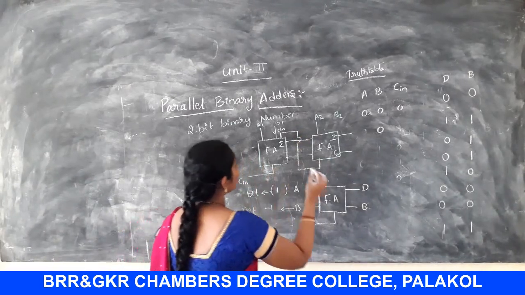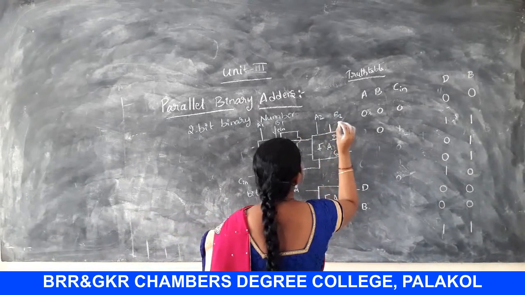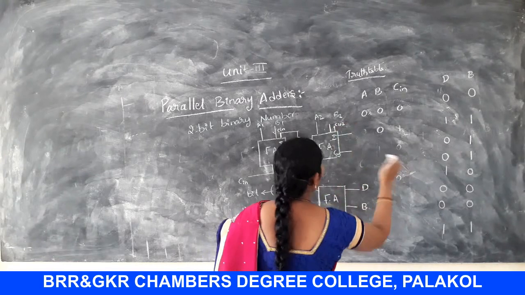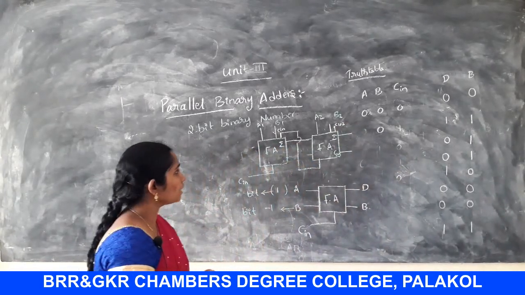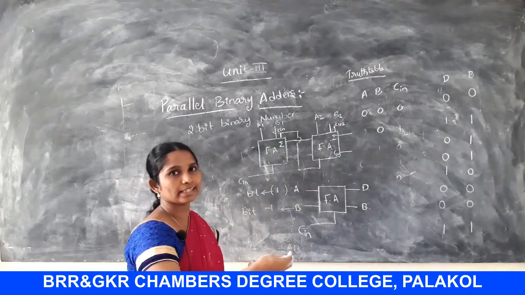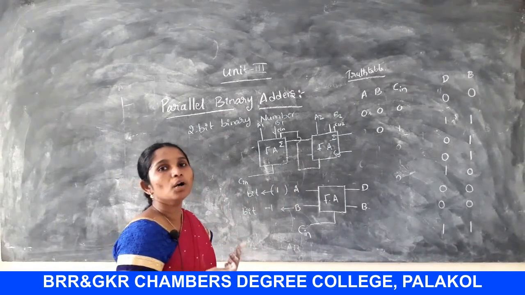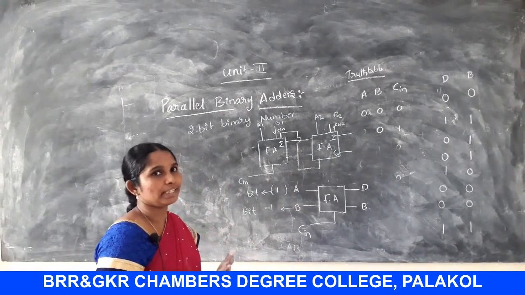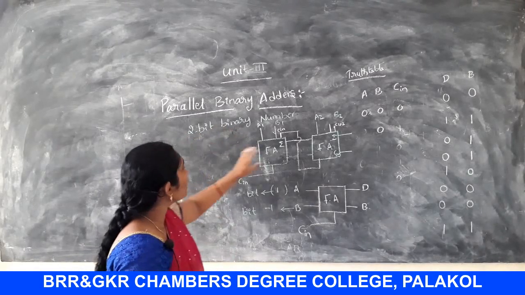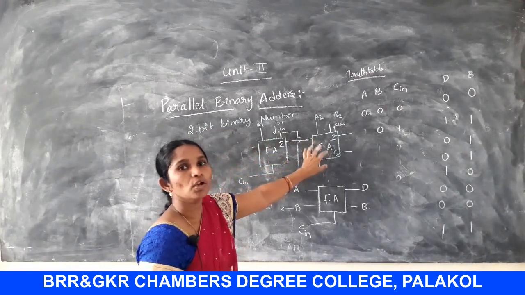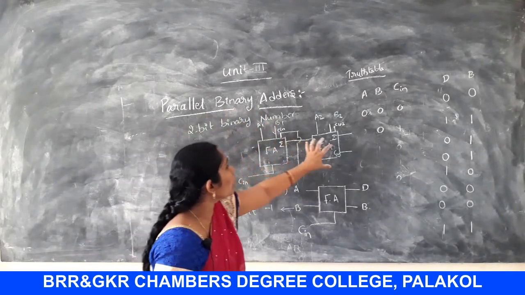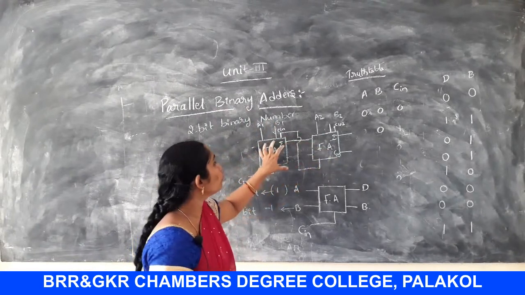So the next bit is the B2 bit and this is Cin2. This Cin2 is added to the next bit. Likewise we have to add more full adders for adding more than 2 bits. For example, I take only 2-bit binary here, so that is why I take only 2 full adders. If we consider 4-bit binary numbers, then we will take 4 full adders.